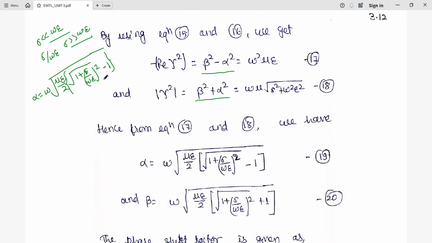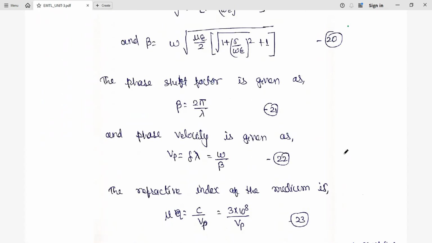So in case of alpha, here we have minus 1. In case of beta, in place of minus 1, we have plus 1. So that is omega root under mu epsilon by 2, and again you have a square root inside this. So 1 plus sigma by omega epsilon squared, plus 1. Okay, so this plus 1 is without the square root. It is only under the square root of the first one. So that is our equation number 19 and 20.